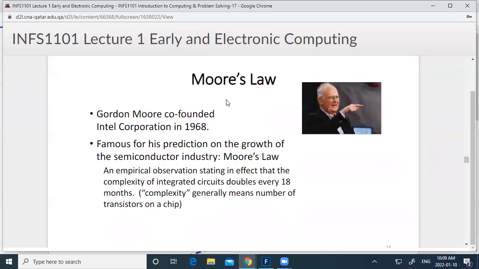All right. Moore we mentioned yesterday, and he was involved with Intel. Have you guys ever heard of Intel? Okay, where have you heard of Intel?